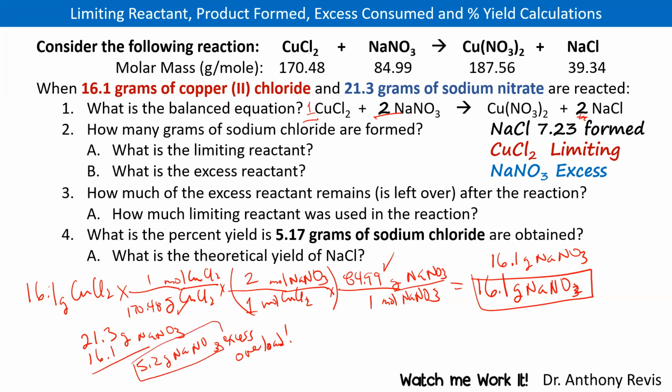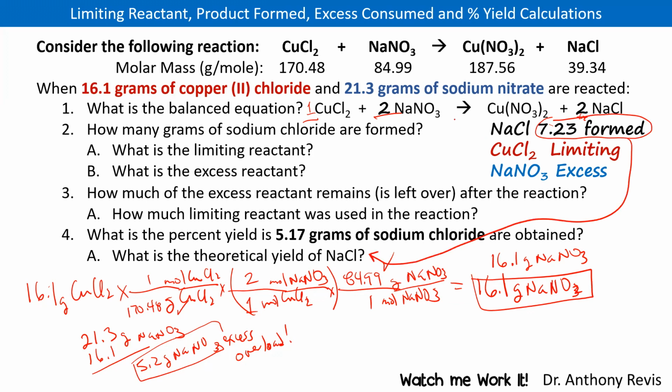Okay, so let's move on to the next one. What is the percent yield if we collected 5.7 grams? Obtained means we collected. We dug that out of the kettle or out of the flask, and that's what we had. Now, that means we need to know the theoretical yield. Well, the good news is we already have a theoretical yield. The original amount formed from the limiting reactant is the theoretical yield.